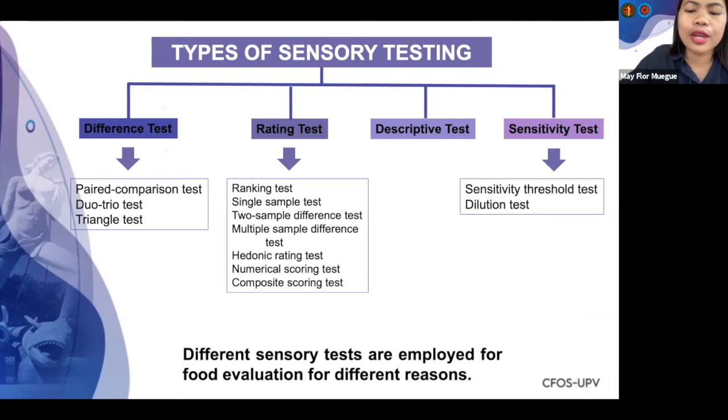Ano yung reason? Bakit ganun dapat yung sensory room natin? Bakit off-white? Hindi pwedeng red, hindi pwedeng blue, orange, ganun. Bakit dapat white yung ating wall sa sensory room? Anybody? Okay, the reason for that is para hindi maapektuhan ng color ng wall yung color ng ating product, especially if color is one of the attributes that we are evaluating. Ayun, so ganun dapat. Hindi siya dapat maka-affect doon sa judgment natin.